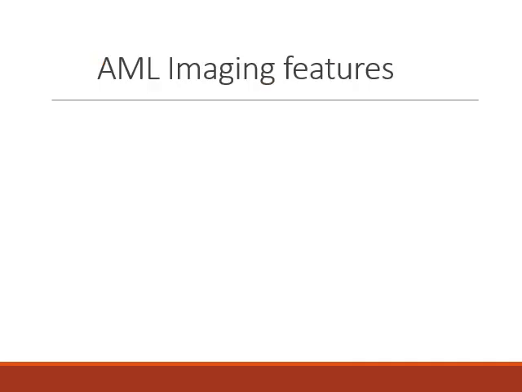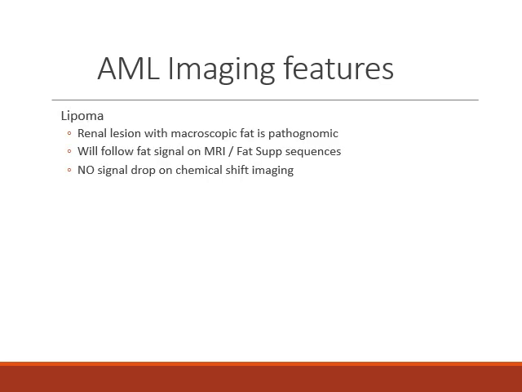As I've said, the word Angiomyolipoma tells you exactly what it's made of, so you already know the imaging features. The L stands for lipoma. A renal lesion with macroscopic fat is diagnostic of AML. It's going to follow fat signal as you'd expect on MR. Remember, the fat in an AML is not intracytoplasmic, it's macroscopic, so you're not going to get a signal drop on the chemical shift imaging.